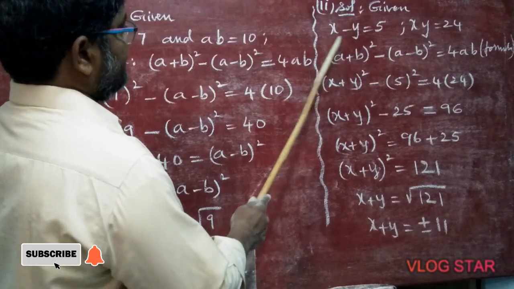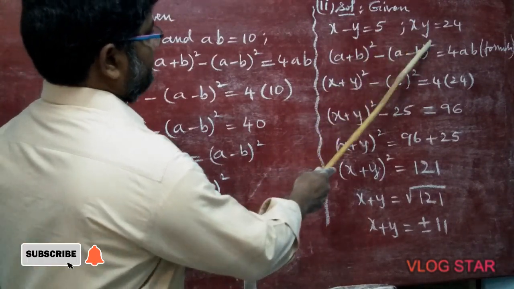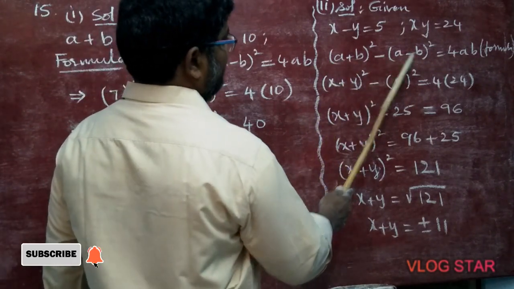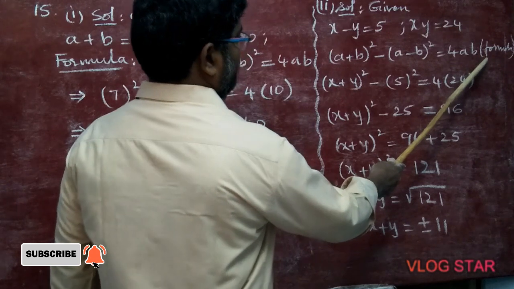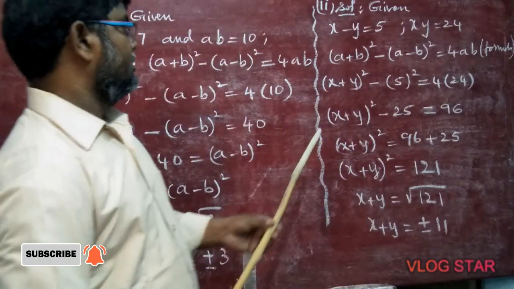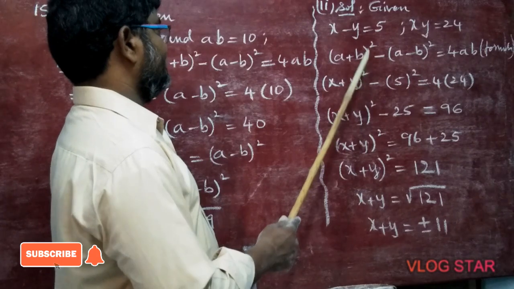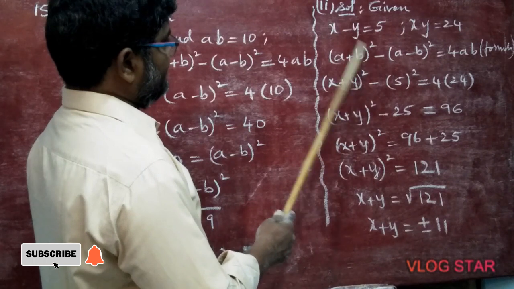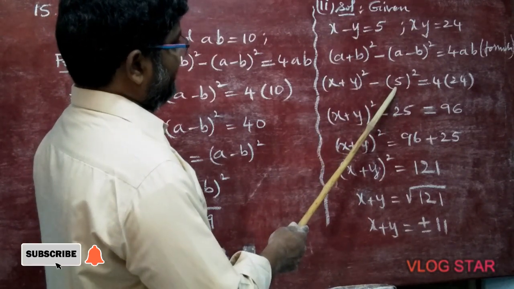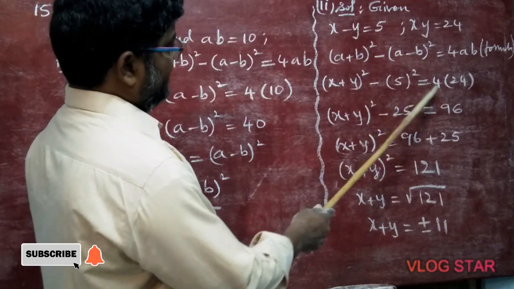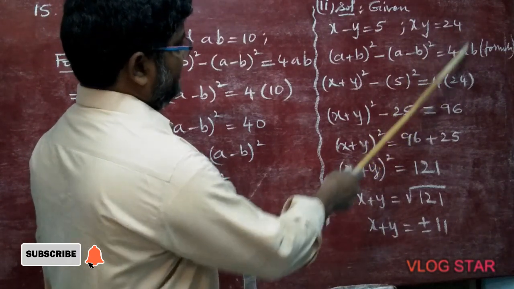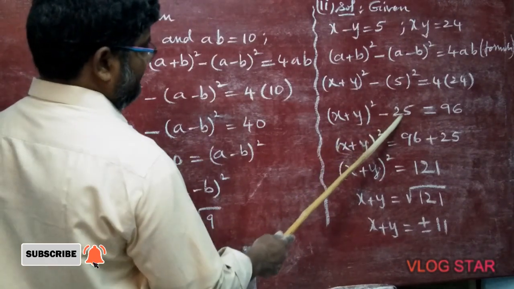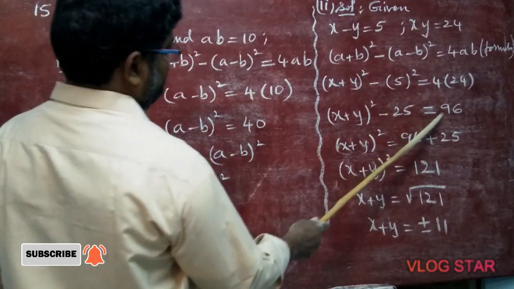Second bit. x minus y is equal to 5, xy is equal to 24. It is in the form of a plus b whole square minus a minus b whole square is equal to 4ab. Important formulas you have to learn by heart. So x plus y they did not give. So x plus y whole square minus, in the place of x minus y, 5 they have given. So 5 square minus 4xy. This is xy means 24. Substitute. Now x plus y whole square, 5 5s are 25. So minus 25 is equal to 4.